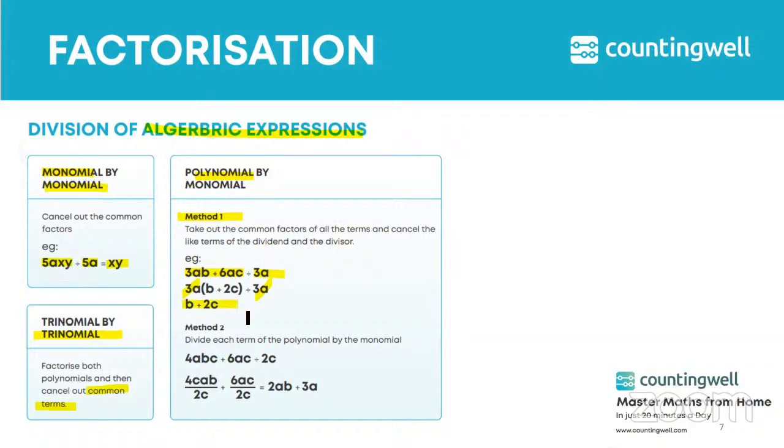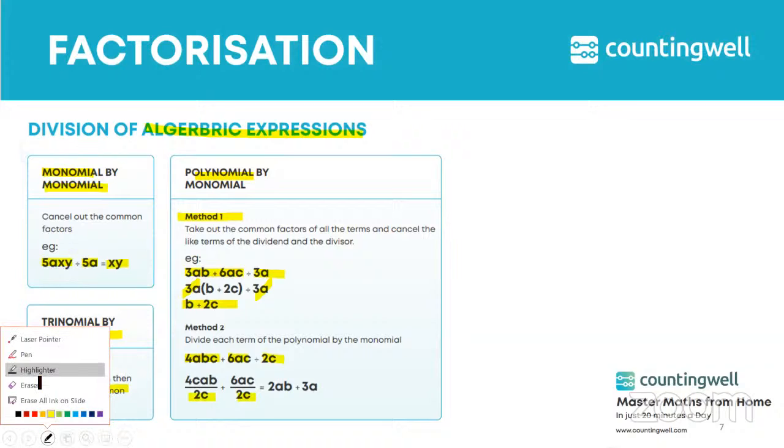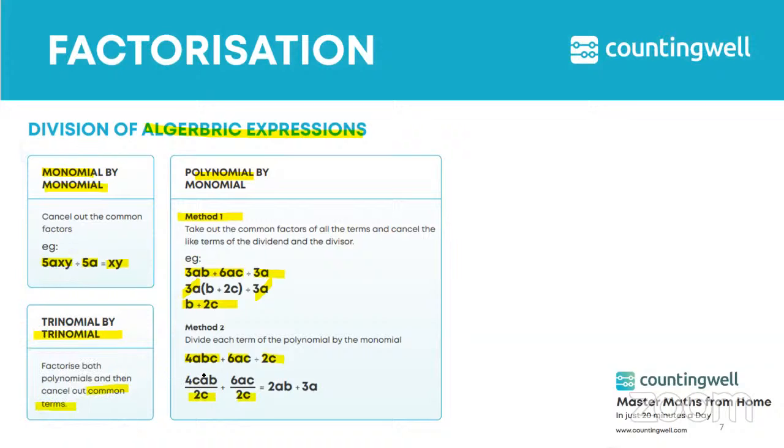divided by 3a. Because 3a is the common factor, it will get cancelled and we will get b plus 2c. One more method is to divide each term of the polynomial by the monomial. So here you can see the first term 4abc, we will divide by 2c. Then we have 6ac, we divide by 2c. We cancel out the common terms. So here you can see c will get cancelled out.